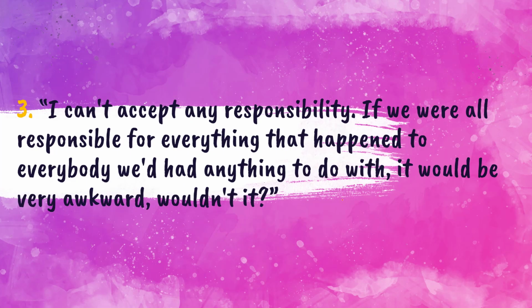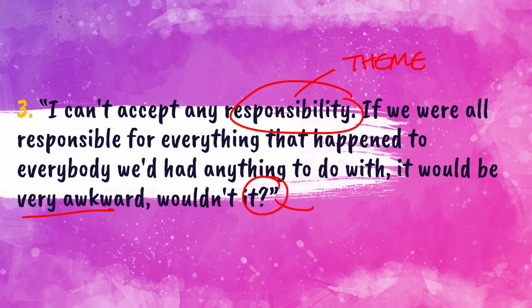Quote number 3. Okay, this is when his part in Eva Smith's demise is revealed, and his response to it, and it links in very much with the key theme of responsibility here. He says, I can't accept any responsibility. If we were all responsible for everything that happened to everybody we'd had anything to do with, it would be very awkward, wouldn't it? This is a question rather than a statement, if we really analyse it there, a question technique.